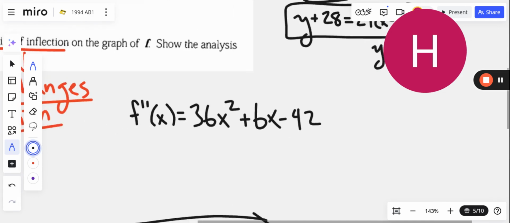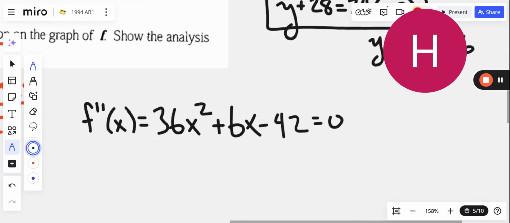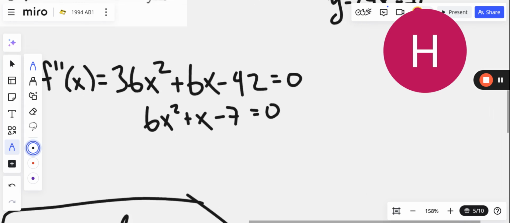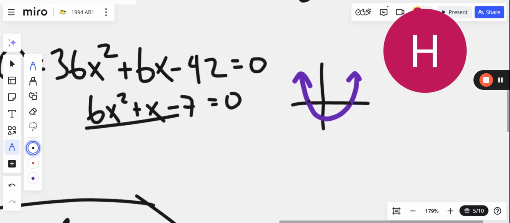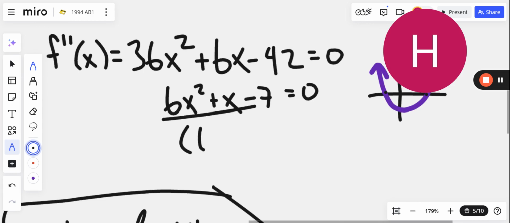So when does this change sign? Well, of course, we can just divide everything out by 6. Divide everything by 6. And this is a quadratic, which we know is going to change sign at some point, right? We're going to have 2 points of inflection because a quadratic crosses the 0 and changes sign twice. But let's just factor this.